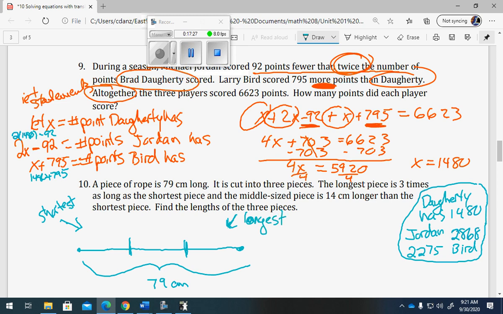So if the longest piece is 3 times as long as the shortest piece, I don't know about the shortest piece, so I'll call it x. The longest piece is 3 times, so I guess that's a 3x. And then the middle piece is 14 longer than the shortest piece. 14 longer than means add on. So whatever the shortest piece is, I have to add on the 14. And now it says find the length of the 3 pieces.